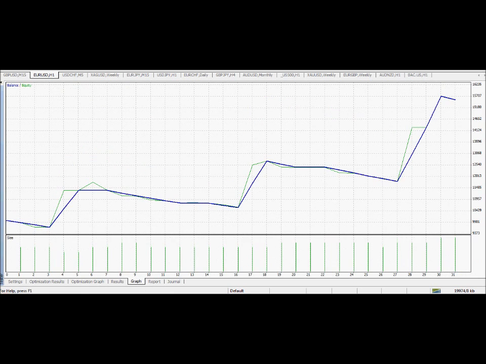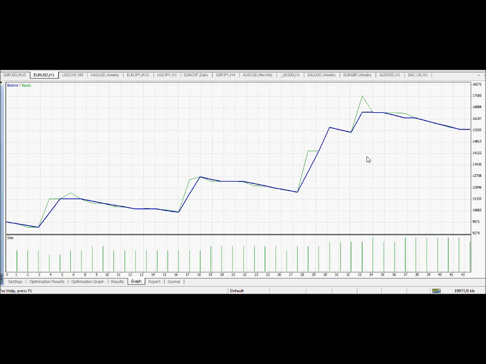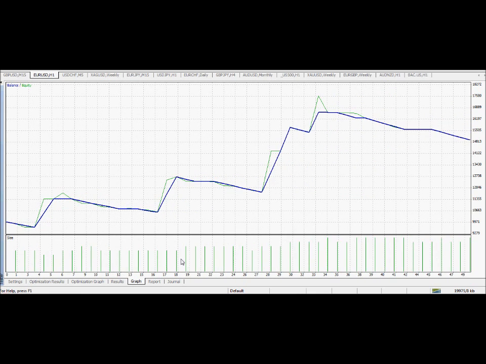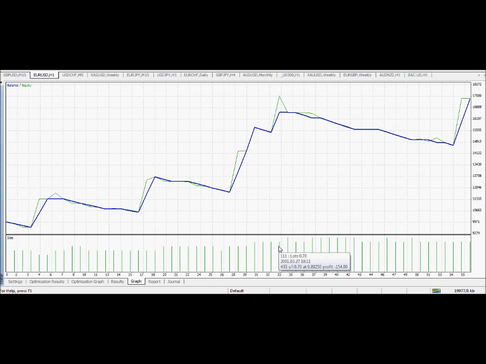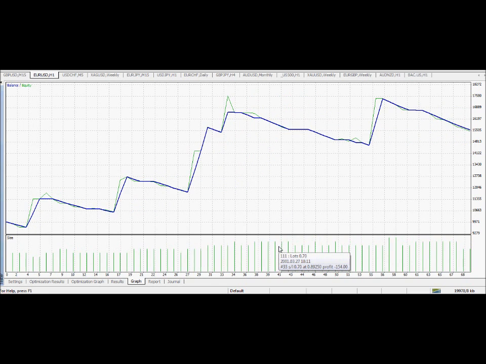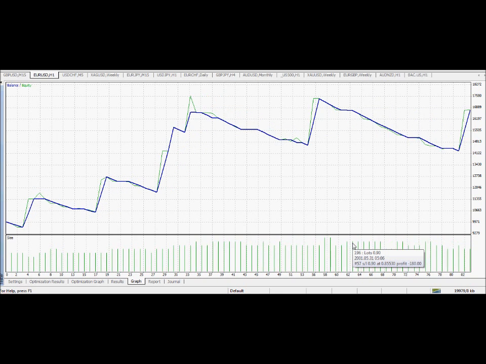Now the same thing's happening here. This is exactly the same as we saw, the same trades as we saw at the beginning. But here we've got the lot size that's taking place. So the higher the green bar, the larger the lot size. So now we've got a lot size there of 0.7, and over here we've got a lot size of 0.9. So as the account gets bigger, clearly 1% of the account is a larger amount.